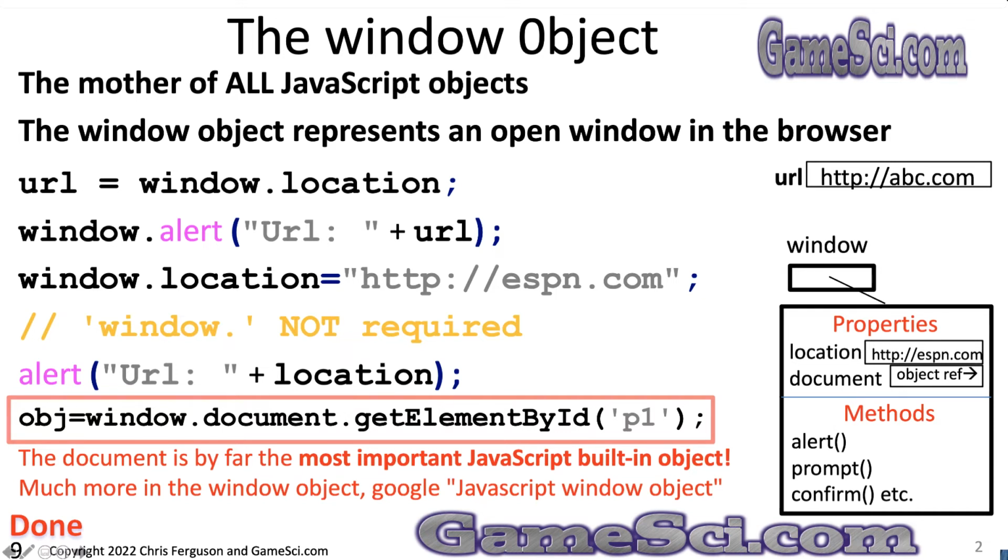There's much, much more to the window object. Why don't you Google JavaScript window object and read a few of the references, and it'll explain all the different parts of the window object. Again, the most confusing part about the window object is you don't have to type in window dot to use it. It's assumed that there's a window dot in front of alert. It's assumed there's a window dot in front of location.